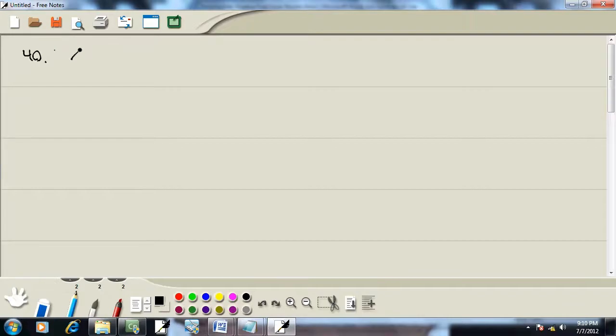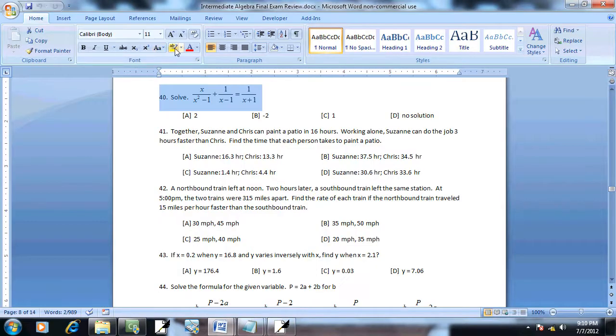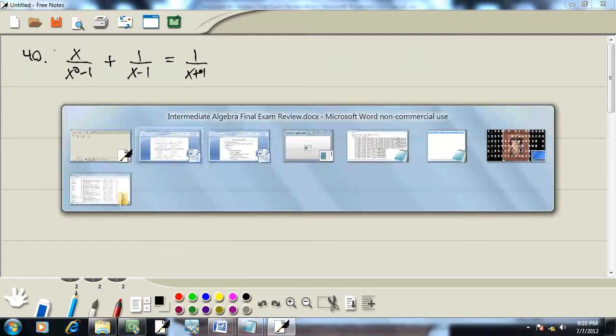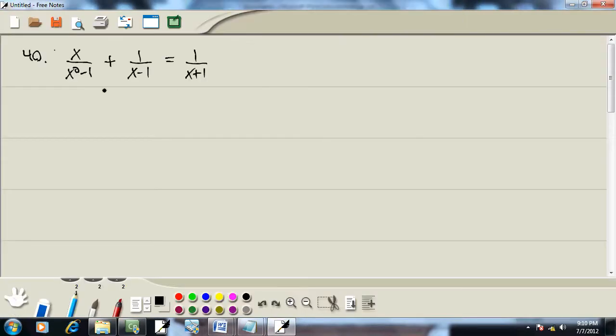So we got x over x squared minus 1 plus 1 over x minus 1 equals 1 over x plus 1. Step 1, factor all your denominators. Well, x minus 1 and x plus 1 we can't do anything with, but this is the difference of two squares. Two terms with a minus between it. Again, you try to write it as something squared minus something else squared.